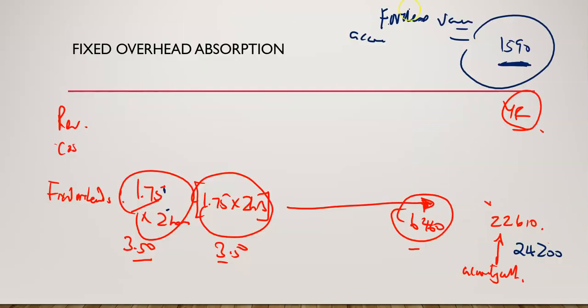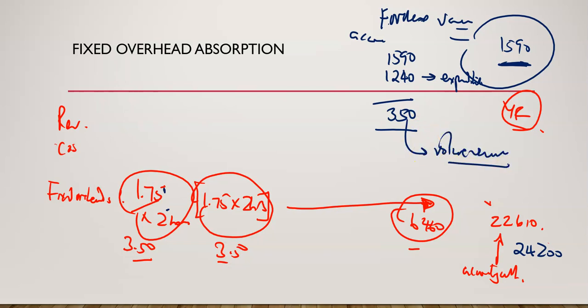1,240. So we know that from this 1,590, 1,240 is actually the expenditure variance. We know definitely from this difference, from this 1,240, that is actually the actual expenditure difference. The question is, what is the rest? And the rest is 350, and the rest really is a volume variance, right?